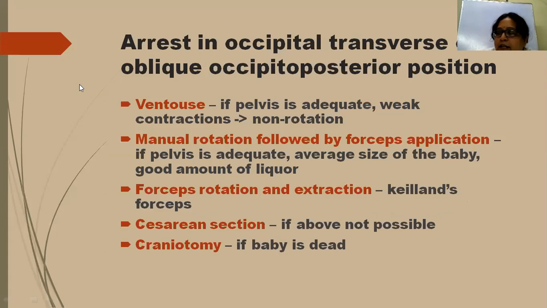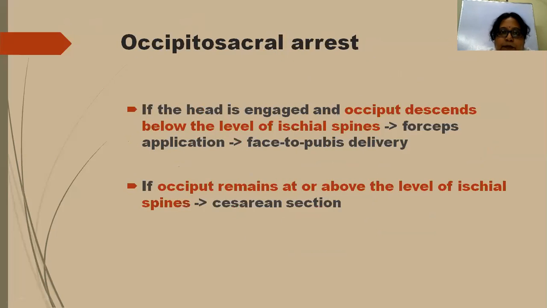So when there is arrest in occipito-transverse position or oblique occipito-posterior, previously they used to do either manual rotation followed by forceps application, where you introduce your hand and manually rotate the baby and then apply forceps and deliver the baby, or forceps rotation and extraction with Keelan's forceps. Nowadays, we are not doing any of these methods. We are directly resorting to cesarean section. And craniotomy is done if the baby is dead.